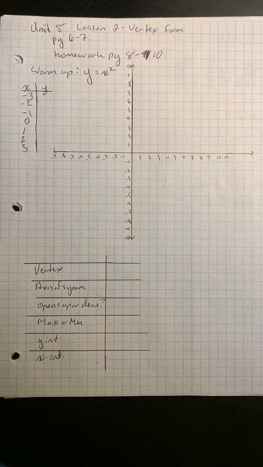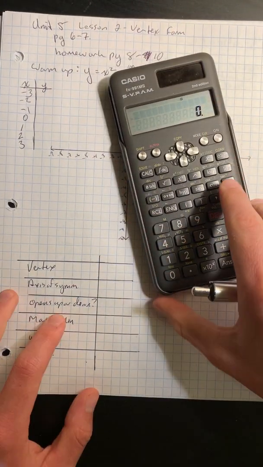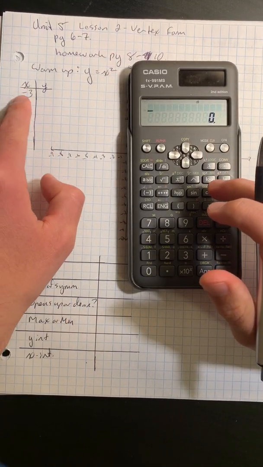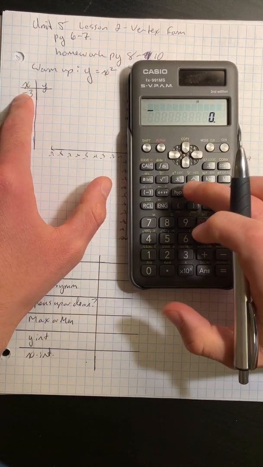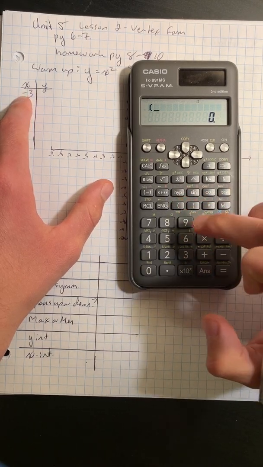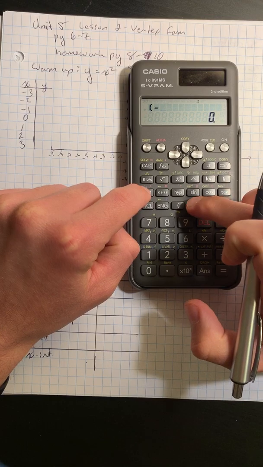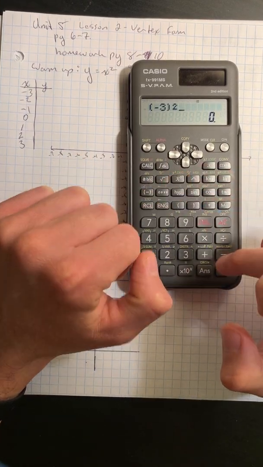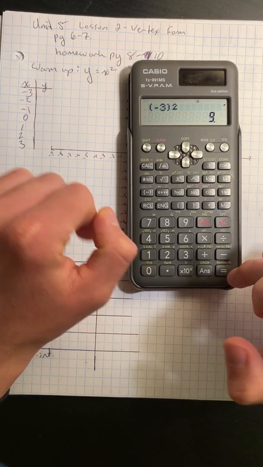I'm going to pull my calculator out here so you can see me do at least the first one, okay? You have a -3. So you're going to say y equals -3 squared. When you type it in your calculator, because you're squaring a negative number, you have to make sure you put it in brackets before you square. Okay? And so we should get 9.